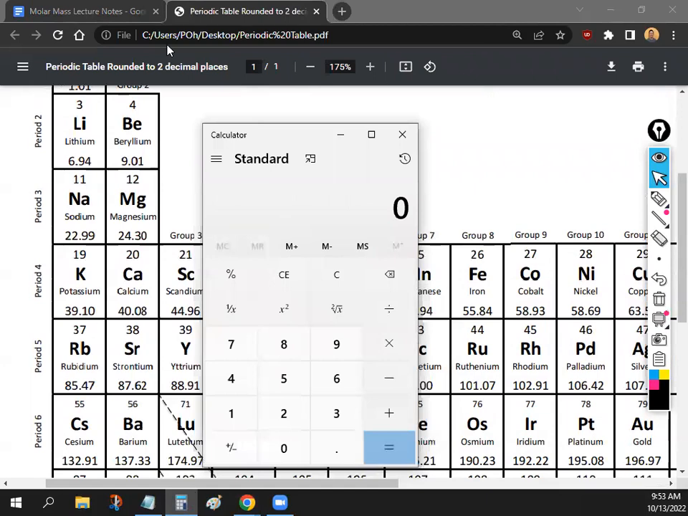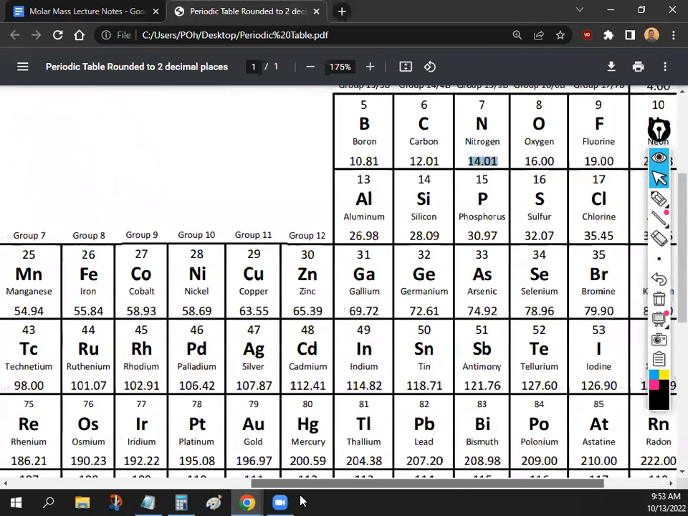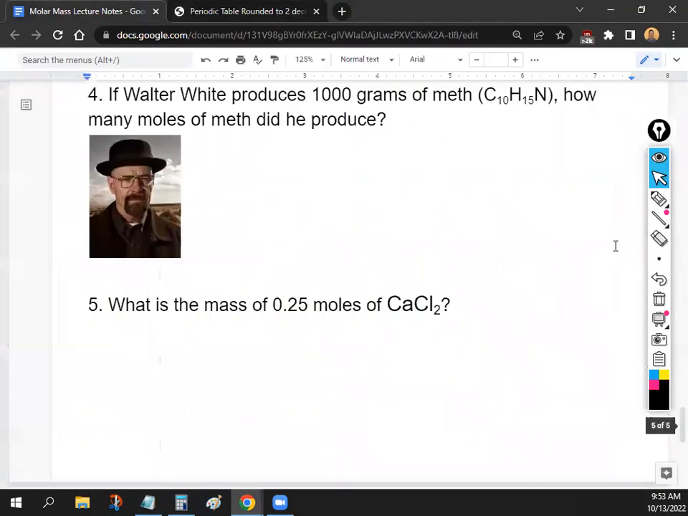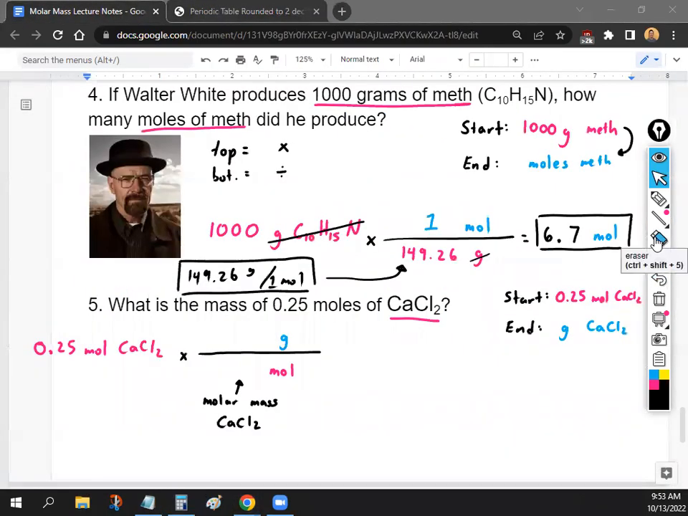All right, guys. So CaCl2, Ca is 40.08. And then we're going to add that with 2 Cls. So Cl is 35.45. So plus 35.45 plus 35.45. So you should get a molar mass of 110.98. Okay. Everyone got that? Okay, so the molar mass of CaCl2 is going to be 110.98 grams per mole.